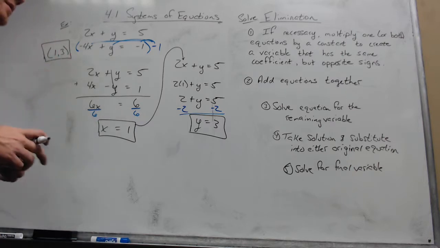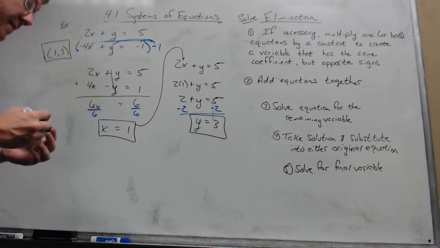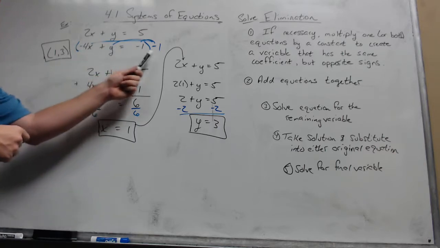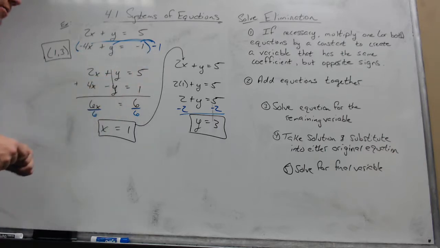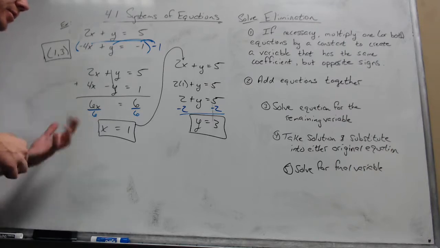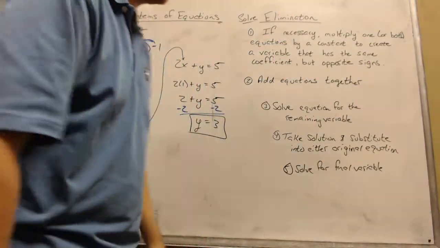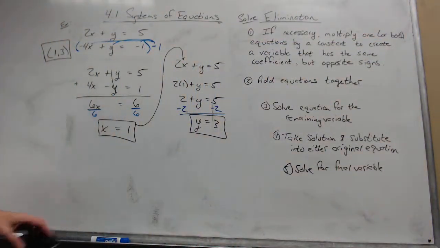So in this problem that I gave you, you only were required to multiply one equation by a constant of your choosing. It's possible there are scenarios where you would have to multiply both equations. That's why I say over here multiply one or both equations by a constant. In the next video, I'll give you an example of that.